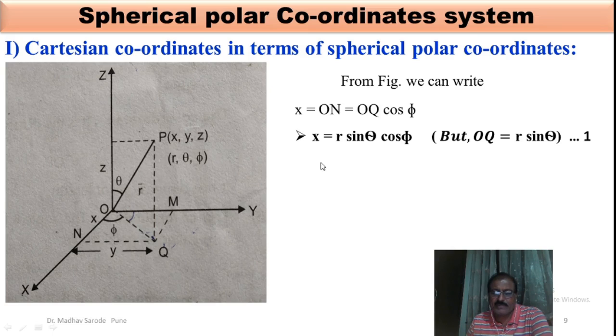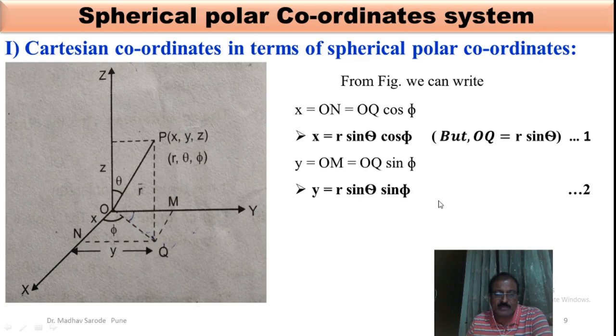First, x equals r sin theta cos phi. Similarly, what about y? y is nothing but OM, and OM is parallel to NQ. This OM is OQ sin phi, similar to the previous case. But OQ is r sin theta. We put the values and we get y equals r sin theta sin phi. So this is the second transformation equation.